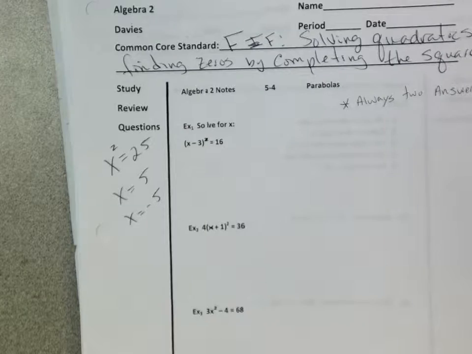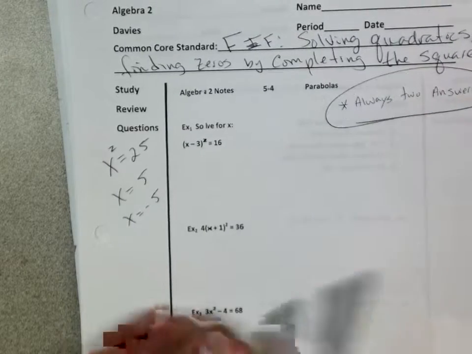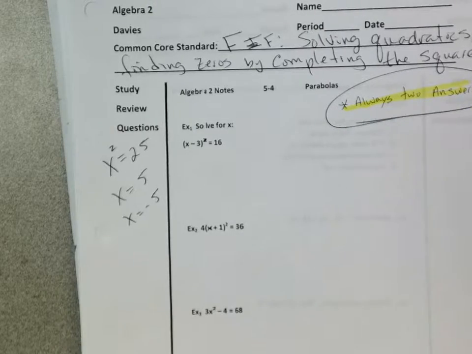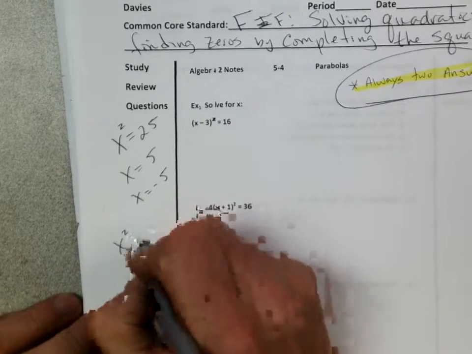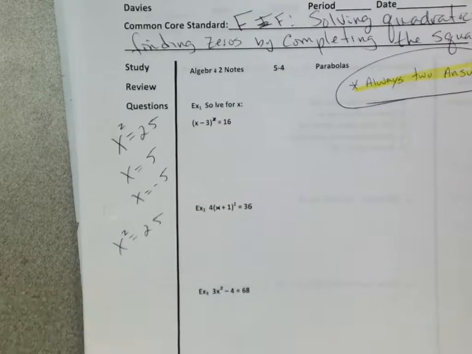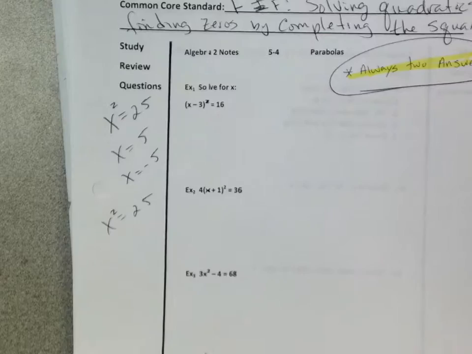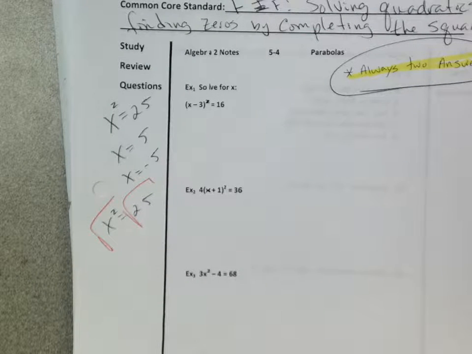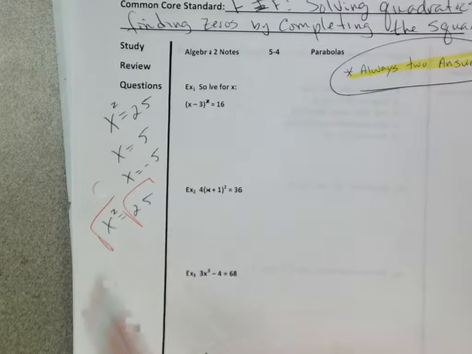So what we're going to get is always two answers. One way we can do this is I'll say, okay, x squared equals 25. And to undo an x squared, I'm just going to square root it. That's because a square root and a square cancel each other out. They're like opposites.